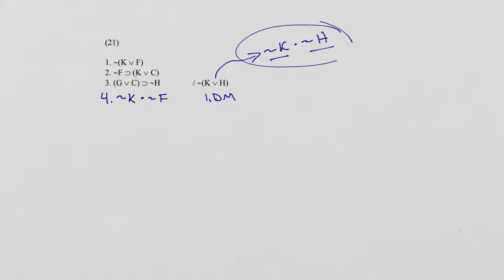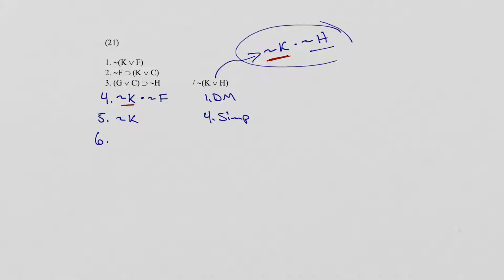And then right away I'm noticing, okay, I needed not K. I already have not K. I'm halfway there. I just need to get not H. So now my new goal really isn't not K dot not H. I just need not H. Because I can get not K right there. Okay. So now looking at this, my not H is connected to G or C.